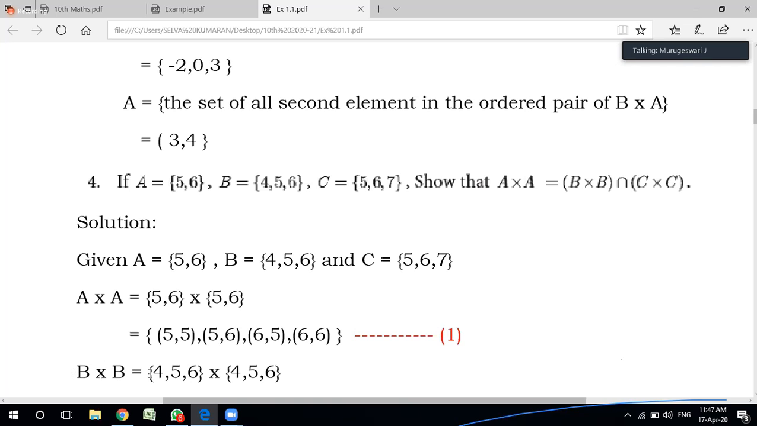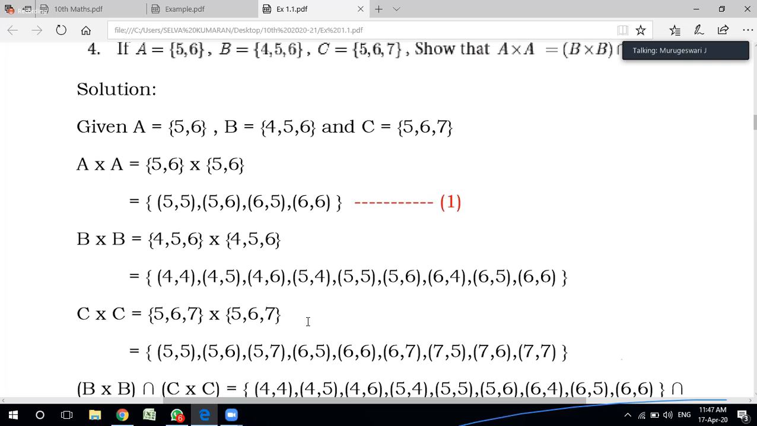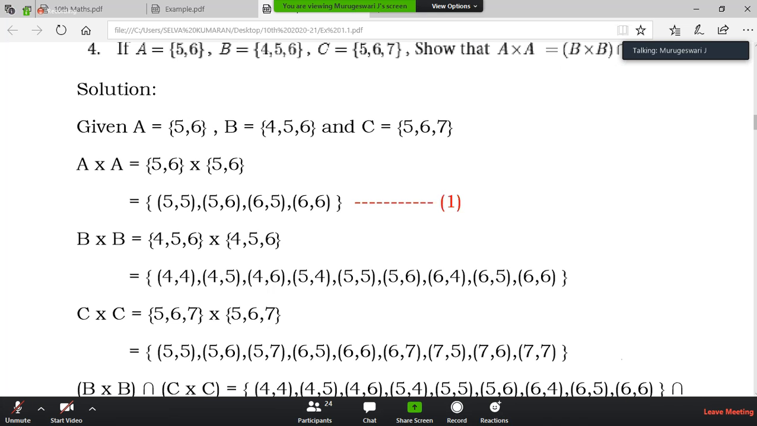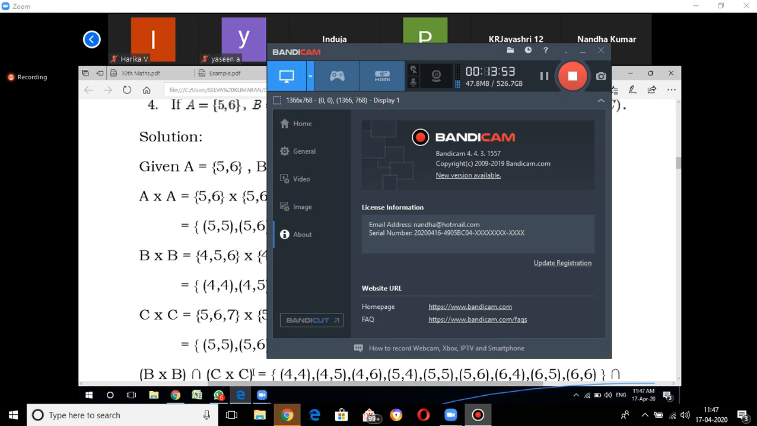Next, find B cross B. What is B? 4, 5, 6. Write in ordered pairs, taking the first element with each of the elements in turn. So these all come. Do you know C cross C? After finding B cross B and C cross C, we find their intersection. So B cross B intersection C cross C. What is meant by intersection? How will you find the intersection?